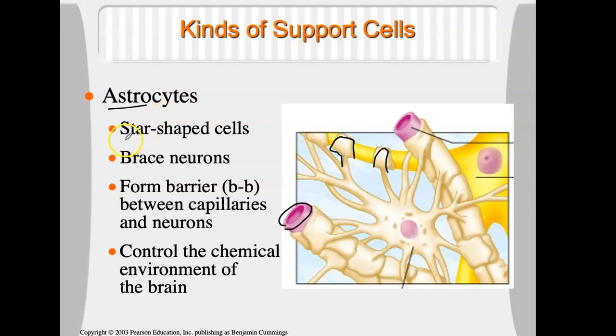Let's see, description: they're star-shaped, that's right, hence the name. They're able to brace a neuron. Yeah, they're bracing a neuron. They form the blood-brain barrier between capillaries and neurons. So that's what the blood-brain barrier is. I don't know if you've heard of that. Sometimes we have pharmaceutical drugs that can't reach parts of the brain because of the blood-brain barrier.